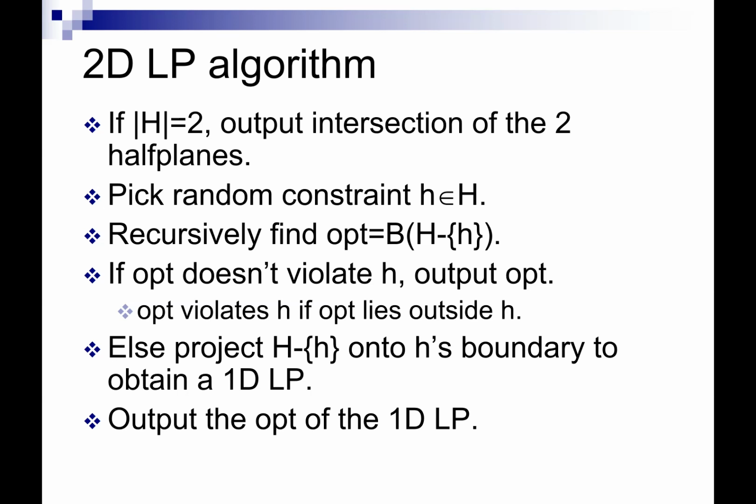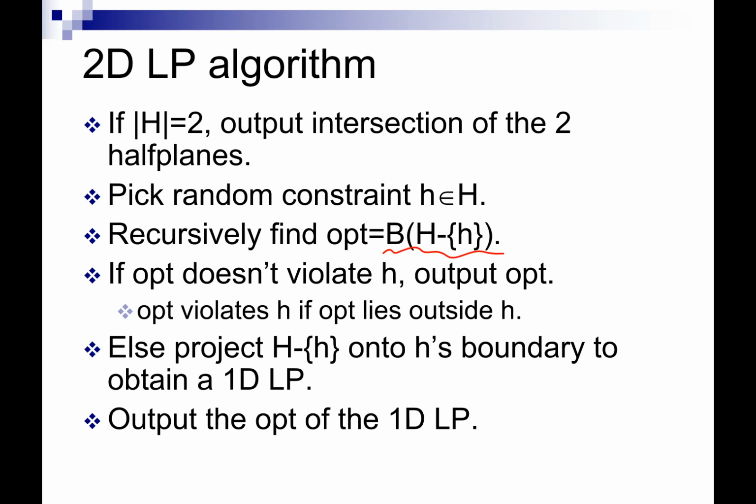Otherwise we have more than 2 constraints. So then what we're going to do is pick a random constraint out of the set capital H, and then find the optimum value when we take this little h out. So we're going to form the set of constraints capital H minus little h, and find the optimum value, which is this b thing over here. This is also a linear programming problem, so we can recursively look for this optimum.